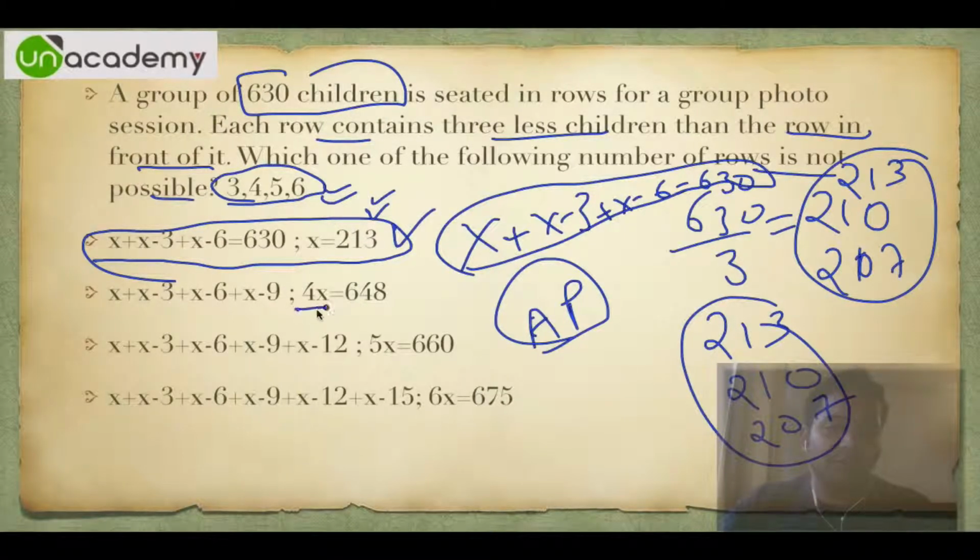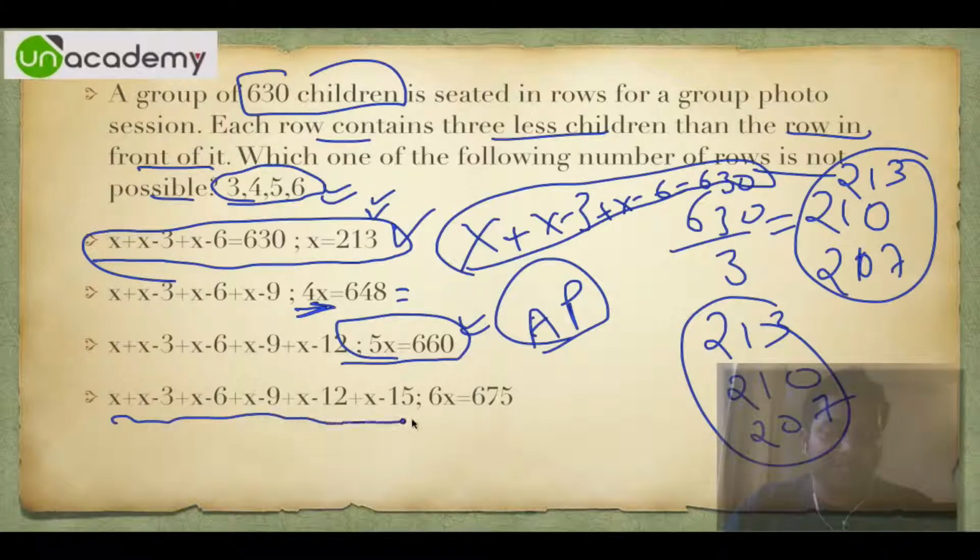Similarly we do for x here. So 4x is equal to 648. So the value of x here also will come as a pure number, not digits. Then we have 5x is equal to 660, then also x can obviously be divided by 5. Then if you do it for 6, you will see that this is 5, so it is not divisible. So 6 rows are not possible. Is that understood? Absolutely understood.